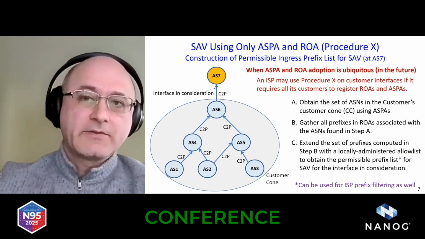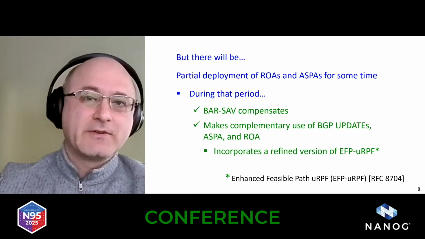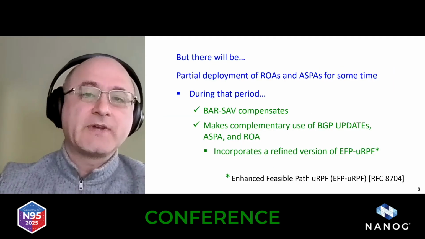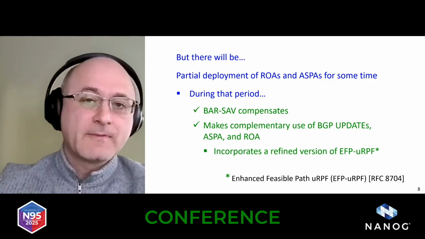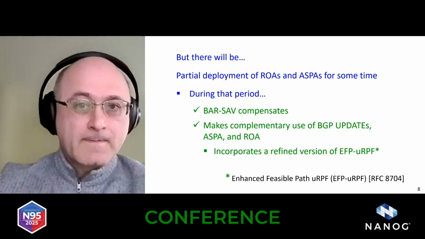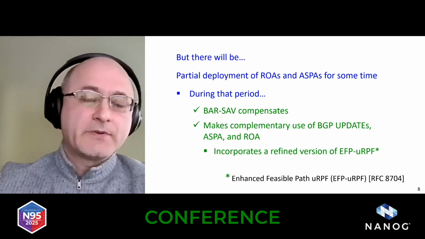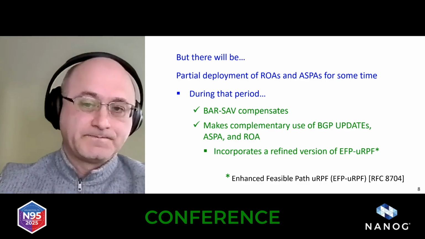All right, that's great. But the reality is it's going to take quite a bit of time for ASPA and ROA to be ubiquitous. Meanwhile, we have the internet we have. So BAR-SAV compensates by using BGP updates to infer additional data.